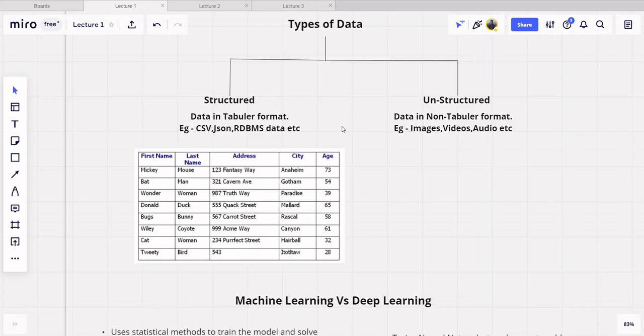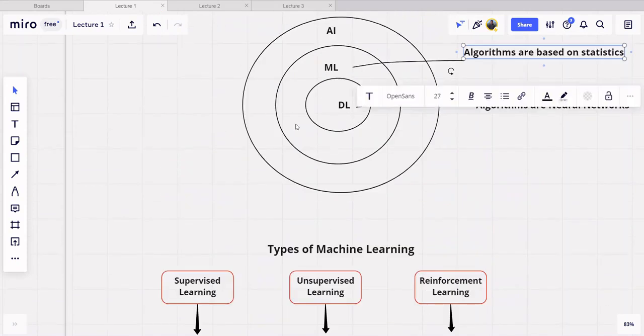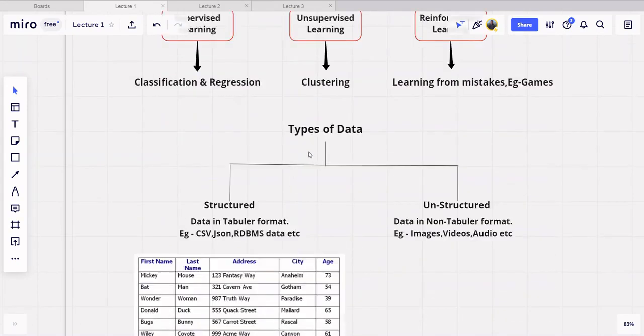Whereas unstructured data is data which cannot be written in a tabular format. This may include images, videos, and audios, etc. Also, most of the time you will be working with structured data in machine learning, whereas when you step into deep learning, most of the time you will be working with unstructured data.